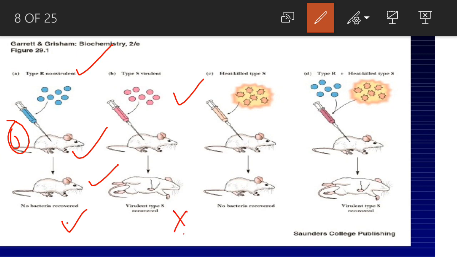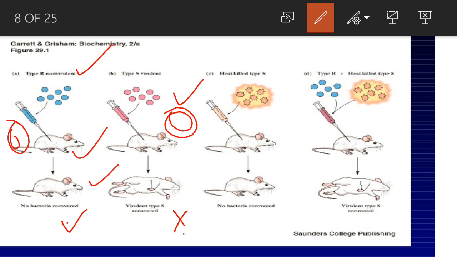Now why did the mice die? Because when the immune system of the mice was attacked by the S strain of bacteria, the bacteria had a covering of polysaccharide, so it was not affected by the immune system of the mice. Therefore, the mice was infected and it died.